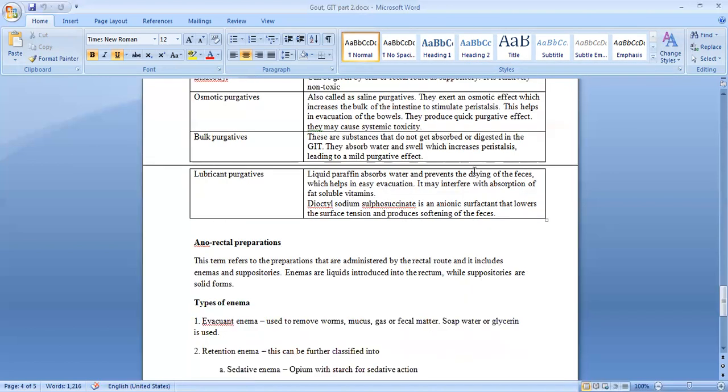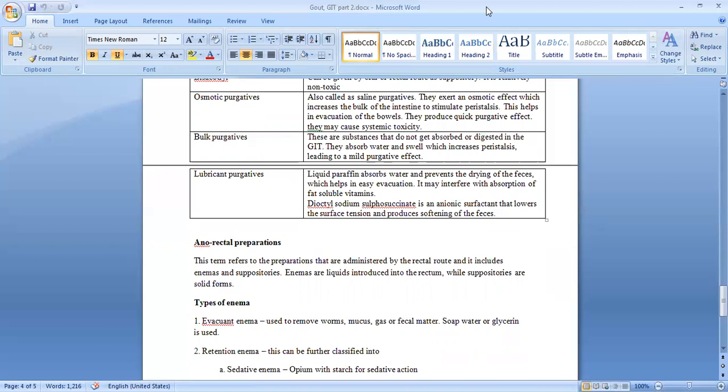Then we have the next category, which are the lubricant purgatives. So this includes compounds like liquid paraffin and dioctyl sodium sulfosuccinate. So what the liquid paraffin will do is, it's a mineral oil like substance. So it will absorb water, and because it has absorbed water, it will prevent the feces from drying out.